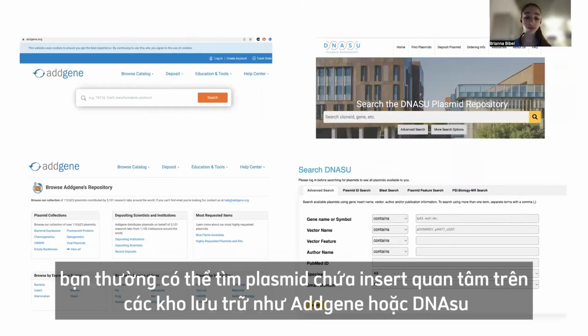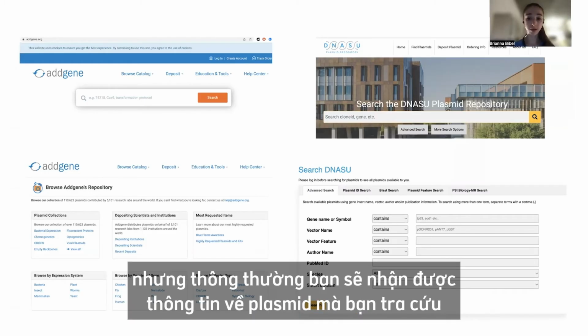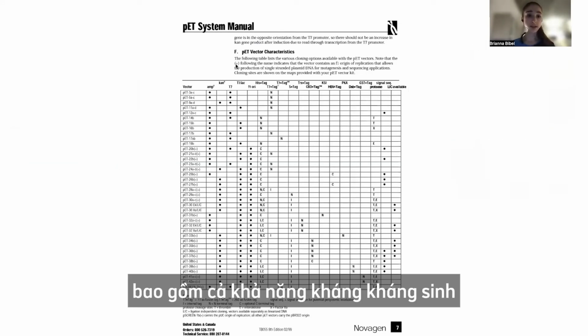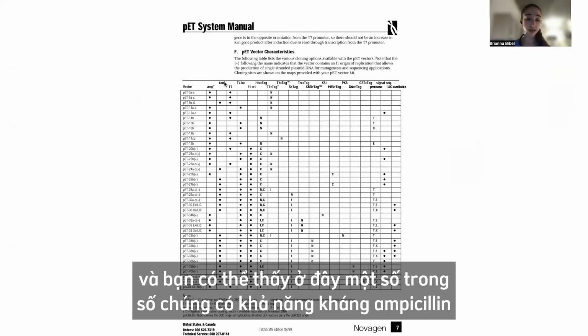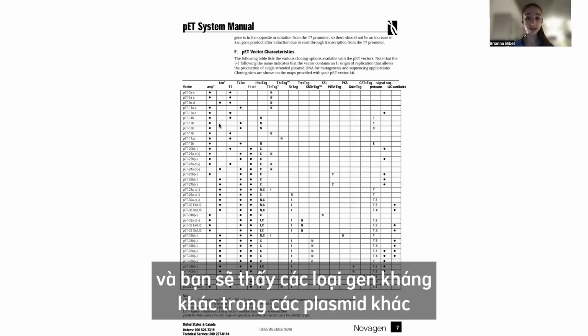You can often find plasmids containing inserts of interest on repositories such as Addgene or DNASU, and more on these in other posts. But you'll typically get some information about the plasmid that you look up, including the antibiotic resistance. So a common plasmid that's used for expression is like this pET system. And you can see here that some of these have ampicillin resistance, some of these have kanamycin resistance, and you'll see other sorts of resistance genes in other plasmids.